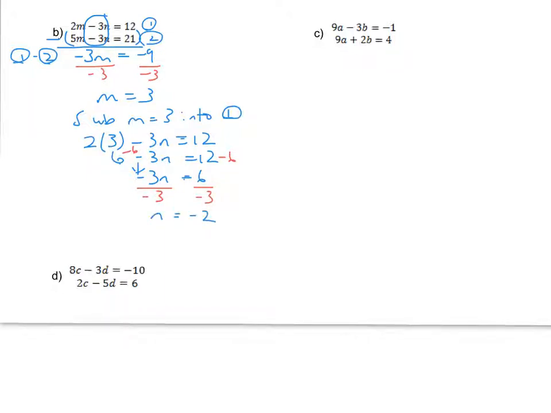Now my solution, if it's not x, y, we write them in alphabetical order. The solution is, and then m comes before n in the alphabet, we should have 3, negative 2 as our solution.